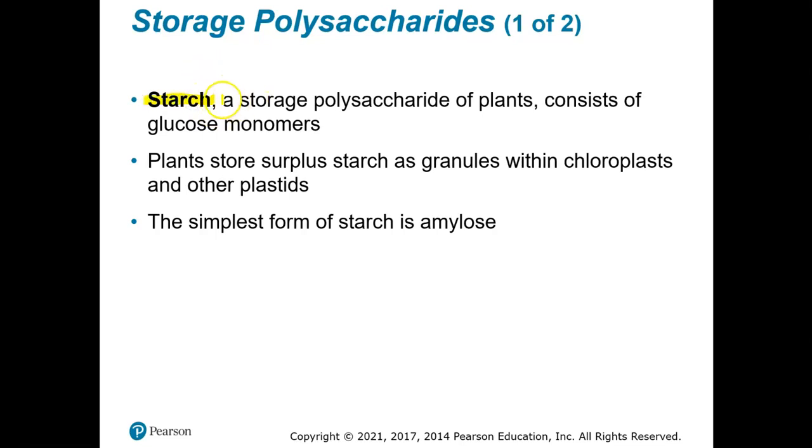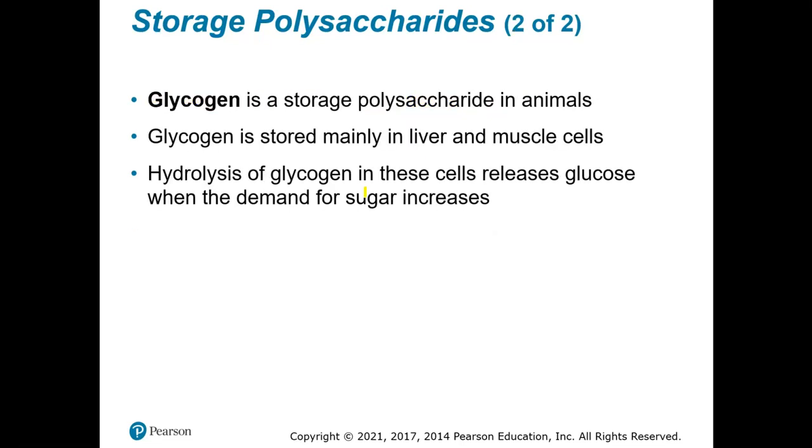That is a storage polysaccharide in plants, and it's basically just glucose monomers or glucose building blocks formed into chains. The simplest form of starch is called amylose. So starch is a storage polysaccharide in plants. We find a lot of starch in plant roots, especially potatoes and carrots. And then the same type of polysaccharide, but found in animals, is called glycogen. Glycogen is basically animal starch.